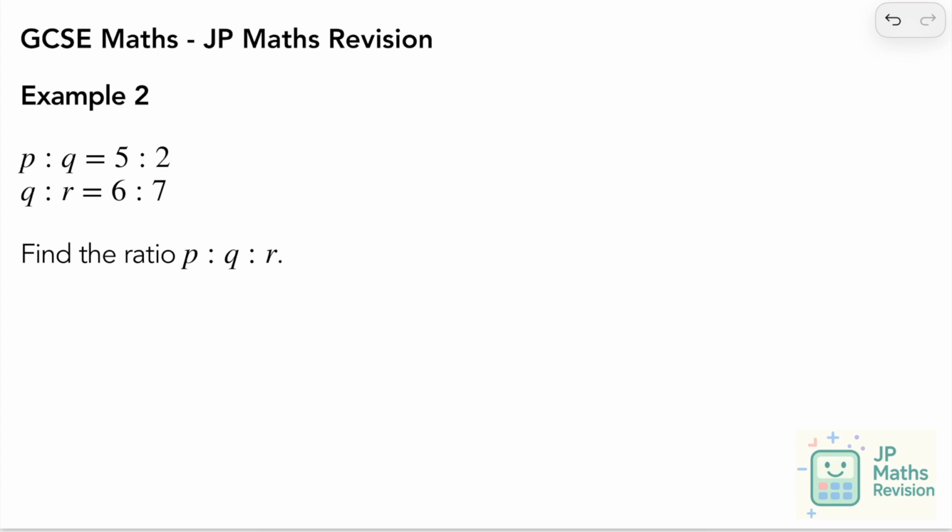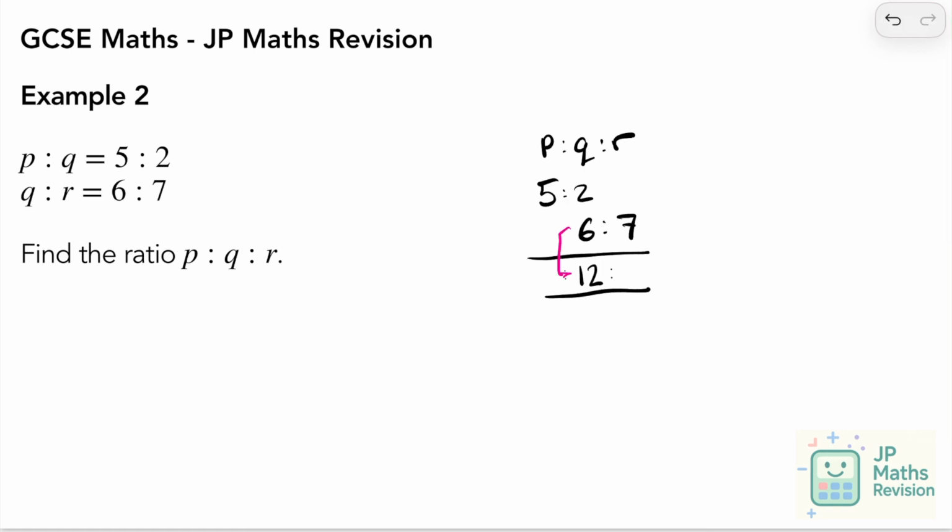Here's another example. I have P to Q is 5 to 2 and Q to R is 6 to 7. We need to find the ratio P to Q to R. So again, I'm going to write out P to Q to R. I'm going to put P to Q is 5 to 2, so that goes here. And Q to R is 6 to 7, so that goes underneath over here. So I need a number that both 2 and 6 go into. So 2 and 6 both go into 12, so I'm going to use 12.